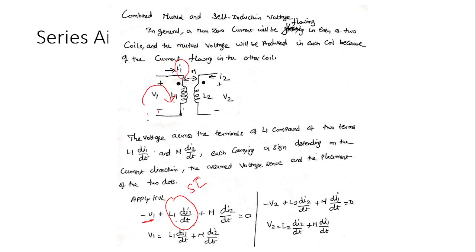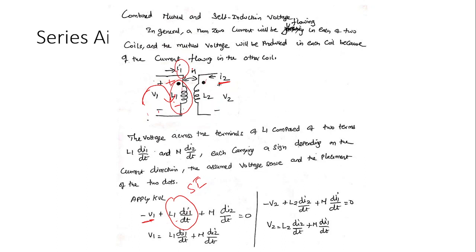There will be another voltage across the same coil due to the current I2. Here current I2 is entering the dot, so the induced voltage in this coil, the second coil, positive will be here and negative will be here. So generated voltage across this coil, positive will be at the dot. Now compare the current direction with this induced voltage. It is obeying the passive sign convention.